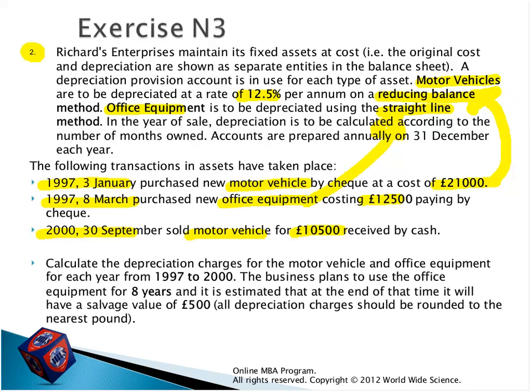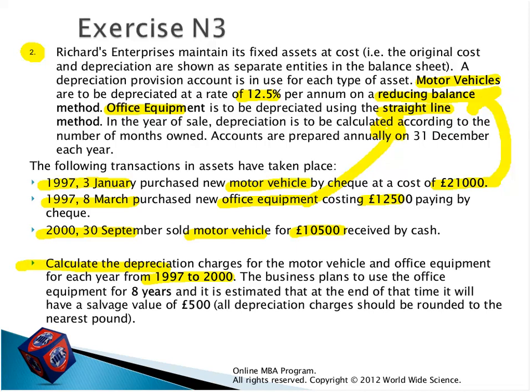So here is the assignment. It says you must calculate the depreciation charges for the motor vehicle and the office equipment for each year from 1997 to 2000. It's 4 years, right? 97, 98, 99, and 2000. We must find depreciation charges for the 4 years for the 2 types of assets, which are the motor vehicle and equipment, right?